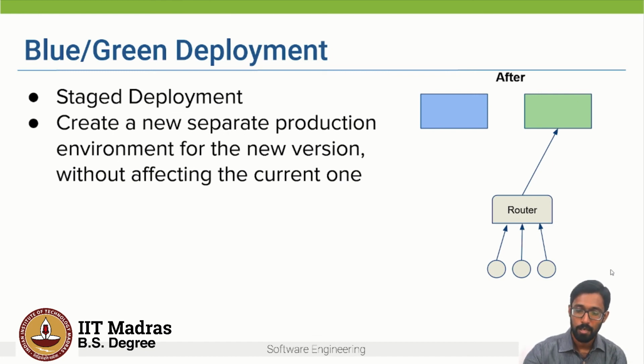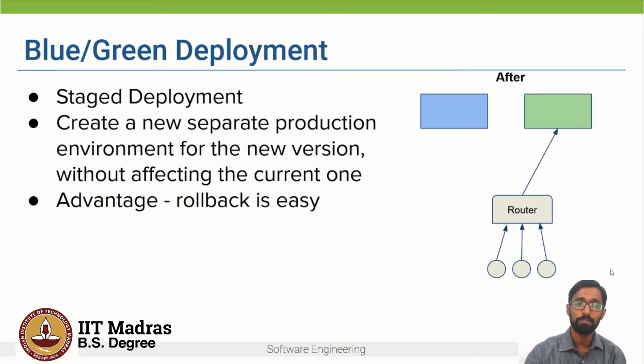Now what is the advantage of this model? One key advantage is that rollback is easy. Let's say something wrong happens, or there is some error, or the system crashes. Now we can easily reroute users back to the blue environment because the blue environment was working. So this is one key advantage of the blue-green deployment strategy.